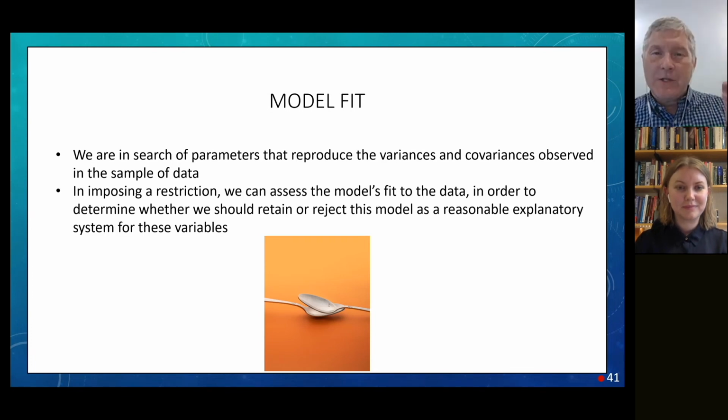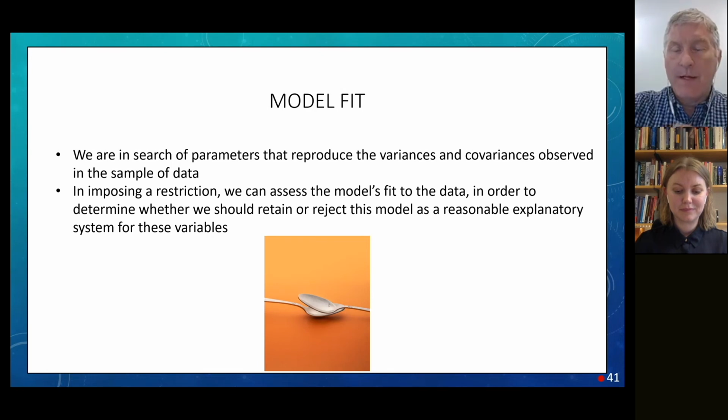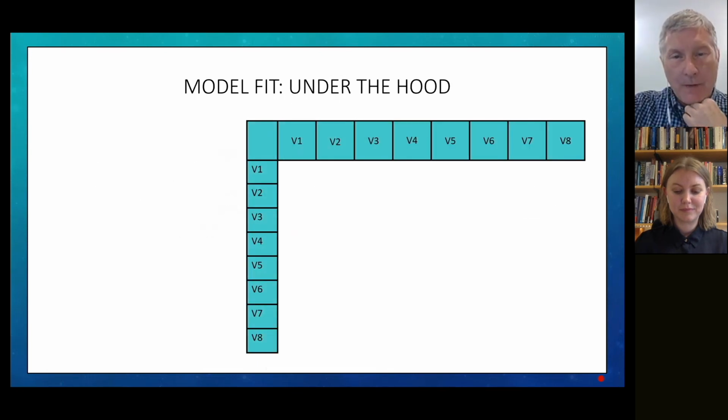And each time we have been bold enough to impose a restriction to say, nope, I don't need a path there. Nope, I don't need a path there. Every time you impose a restriction, then the question is whether or not the model still stands up, because you are giving it less flexibility when you have fewer connections. And does it still explain the system that's going on? That will allow us to assess the data model fit.